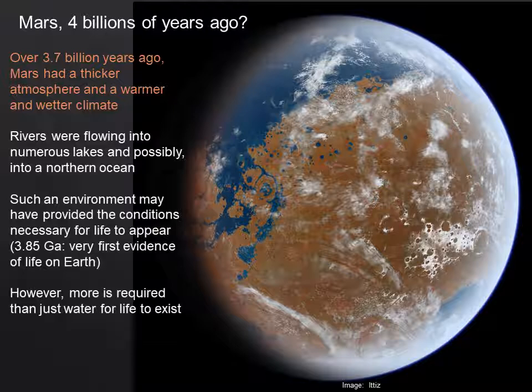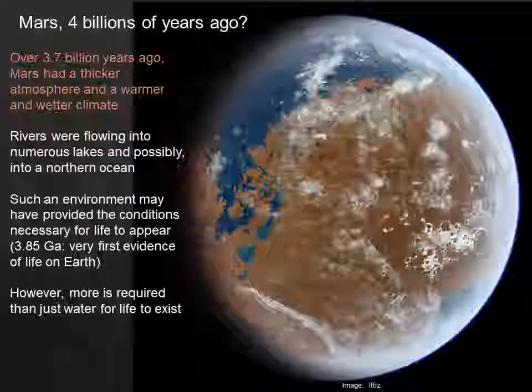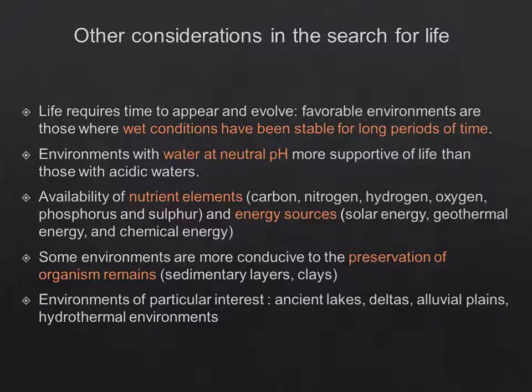However, we also have to take other things into consideration when we search for life on Mars, because life requires more than just water to appear and evolve. One of those considerations is that life requires time to appear and to evolve, so the favorable environments are those where the water and the wet conditions have existed and have been stable for long periods of time.